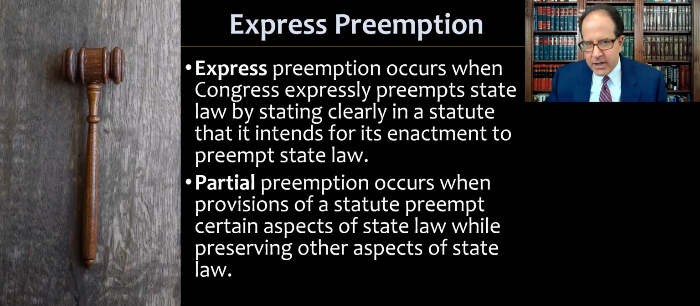Express preemption occurs when Congress expressly preempts state law by stating clearly in a statute that it intends for its enactment to preempt state law. So we usually get a whole clause or subsection of a statute that's the express preemption clause. In the case for my administrative law class, Geier versus American Honda, we have an express preemption clause that the court then interprets rather narrowly or cancels out with another section of the statute. Please note that these express preemption clauses can be partial preemption. Partial preemption occurs when provisions of a statute preempt certain aspects of state law while preserving other aspects of state law.